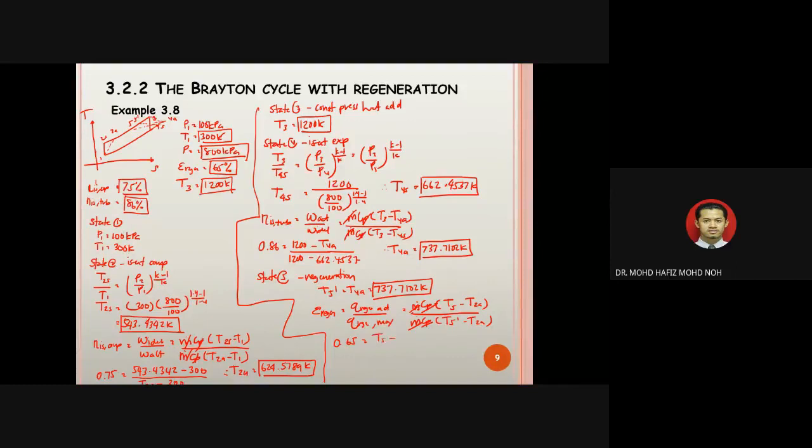So (T5 minus T2 actual), where T2 actual is 624.5789, divided by (T5 prime, which is 737.7102, minus 624.5789). So now you find the value of T5, which in this case is equal to 698.1142. Okay. Alright guys, that gives us the parameter at each state.